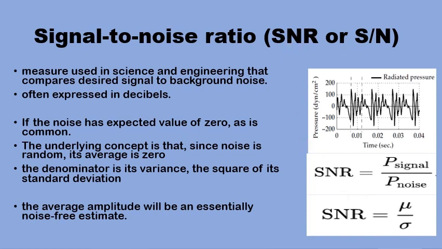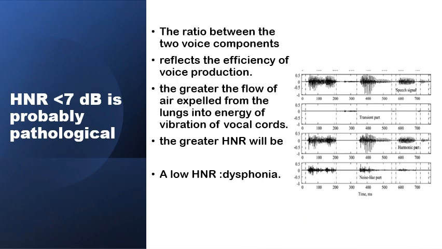The ratio between the two voice components, the harmonics and the noise, reflects the efficiency of the voice production. The greater the conversion of the expelled air from the lungs into energy of vibration by the vocal folds, the greater the HNR will be, and the better the voice would be. A low HNR below the threshold of 7 dBs probably indicates dysphonia and a pathological voice production.